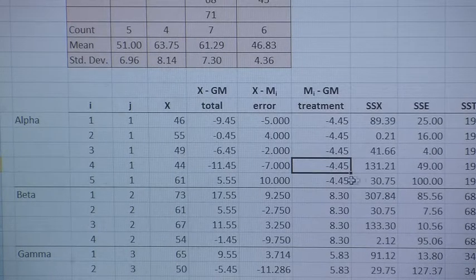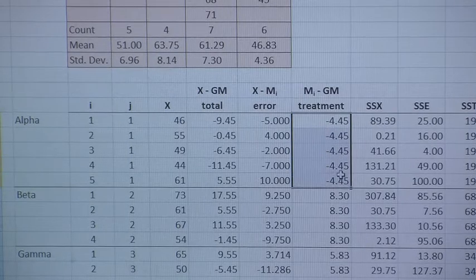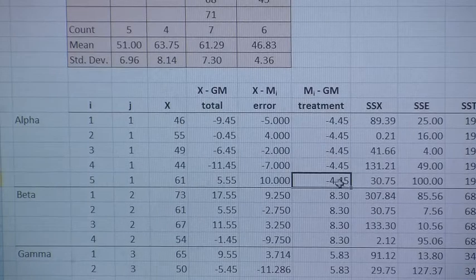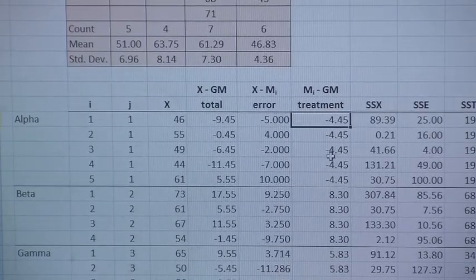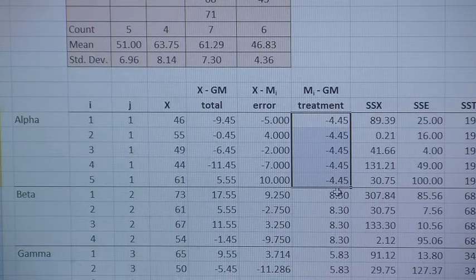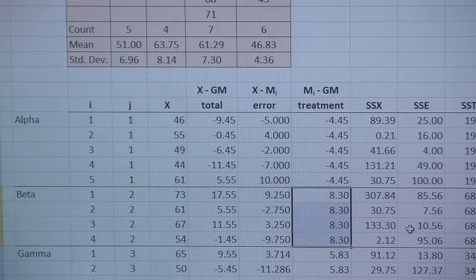And again, the way that we got this treatment value, if you notice, all the values for Alpha have the same treatment. All of the vehicles for Beta have the same treatment value. Same for Gamma and so forth, okay? Because for every vehicle in Alpha, the way that we calculate that is the mean for the group minus the grand mean. So the mean for the group minus the grand mean is the same for every vehicle in the group. Same way with Beta. Okay? Every vehicle in Beta is equal to the mean for Beta minus the grand mean.